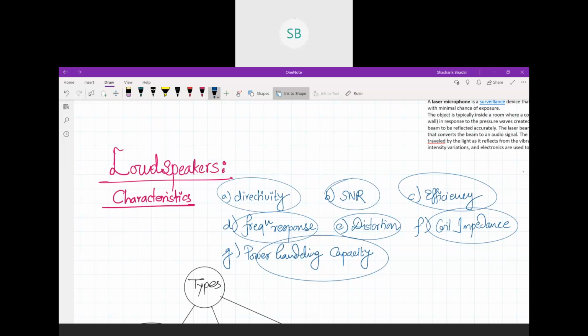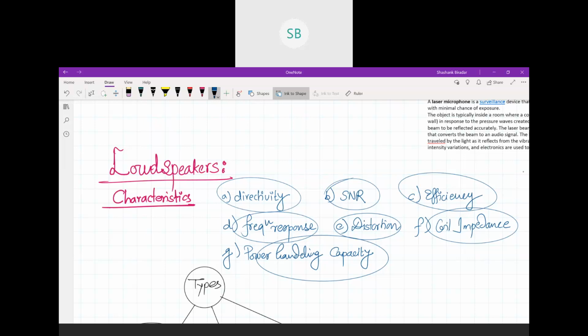Coming to the coil impedance, the input impedance of the loudspeaker should be matched with the output impedance of the driving amplifier to ensure maximum power transfer, as we have seen earlier. The typical values of the speaker impedances are 2 ohms, 4 ohms, 8 ohms, and 16 ohms. So in our practicals also, in the PA system kit, there is a provision to select the speaker impedance with reference to the values like 2, 4, 8, and 16 ohm.